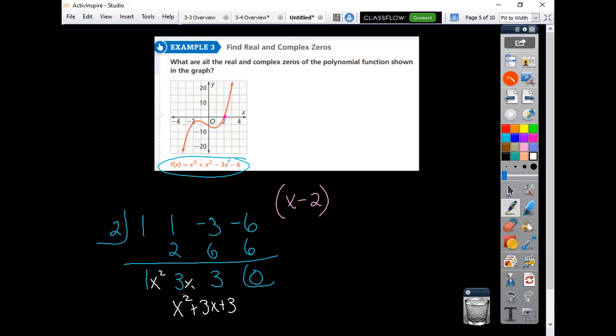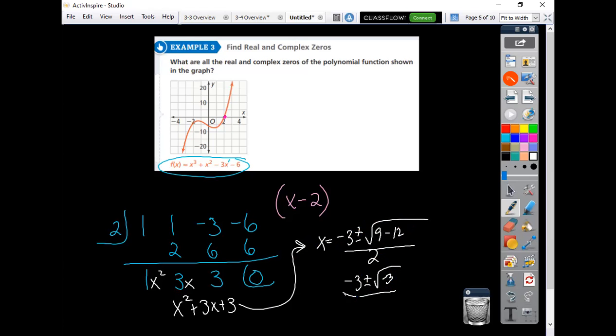There's a degree 2, we have to have 2 roots then. So then just quadratic formula that part to find the other 2. So we would have x equals negative b plus or minus the square root of b squared, which is 9, minus 4ac. 4 times 1 times 3 is 12. All over 2a, which is 2. So our other 2 roots would be negative 3 plus or minus the square root of negative 3 all over 2 for the other 2 roots.